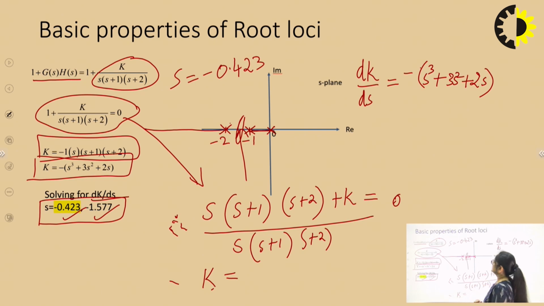So these are the basic properties, rule 6 to rule 8, which is part of drawing a root locus on a graph paper. Rule 9 and rule 10 will be covered in the next lecture.